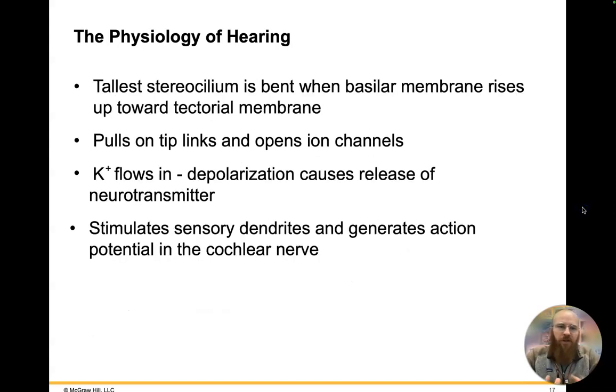And we're using a lot of words here. You're about to see how this works with a visual. But basically, those stereocilia, which we're about to see, are bent whenever that basilar membrane rises towards the top membrane, right? That tectorial membrane. This is going to pull on what's called tip links. It opens those ion channels. Potassium flows in. Depolarization causes the release of a neurotransmitter. And that neurotransmitter is ultimately going to stimulate the dendrite of a sensory nerve cell, and it's going to then generate that action potential along the cochlear nerve, and that's going to go to the auditory cortex of the brain eventually.